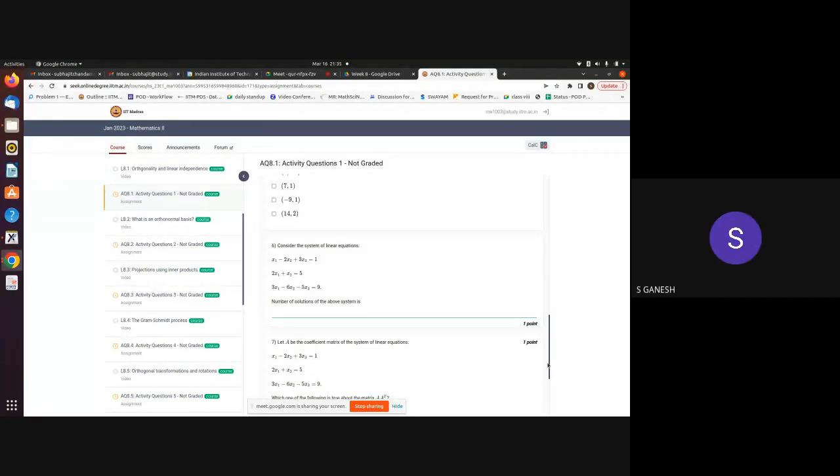Actually, it has a unique solution, right? It has a unique solution, so it should be 1. So it means taking the determinant and getting a non-zero result. Any way you can do that, right? You can use any of the methods. No issue with that.